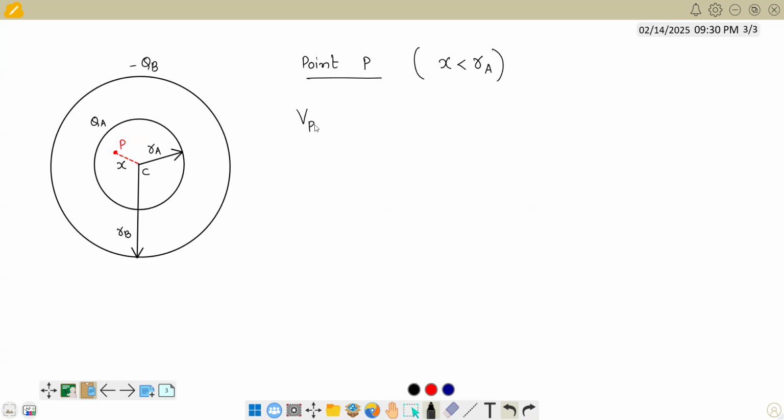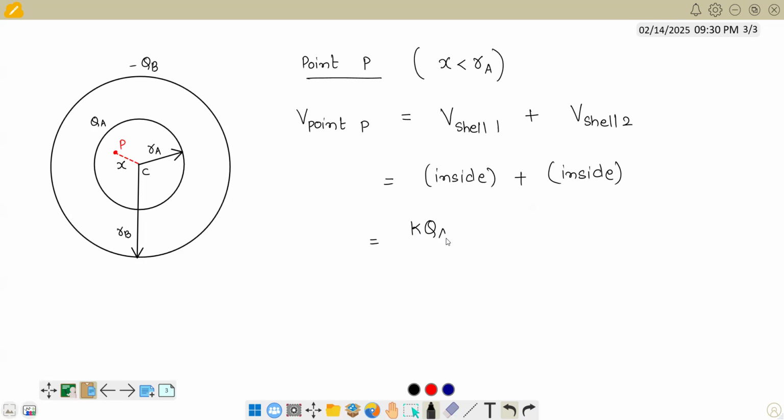Now if you want potential at point P, there are two shells involved. It is potential due to shell 1 plus potential due to shell 2. This point P is inside shell 1, and it is also inside shell 2. Now what's the formula for inside? It is KQ by R. So K QA divided by RA. Since here also inside, the formula is K QB divided by RB, but since it is negative, I have to write minus K QB by RB. So if I take K common, you will get QA by RA minus QB by RB. One thing is sure, this is constant.